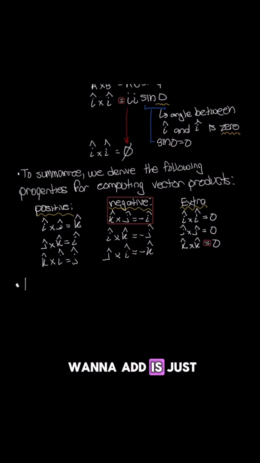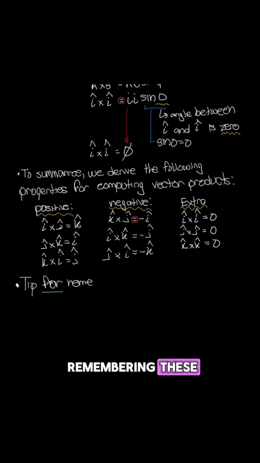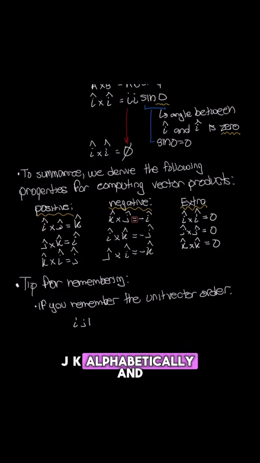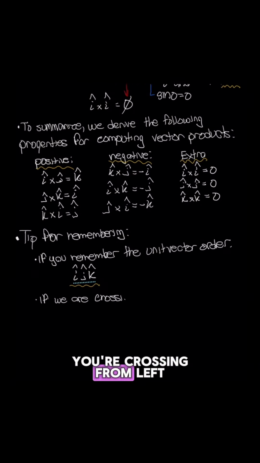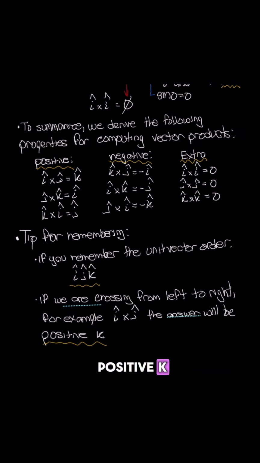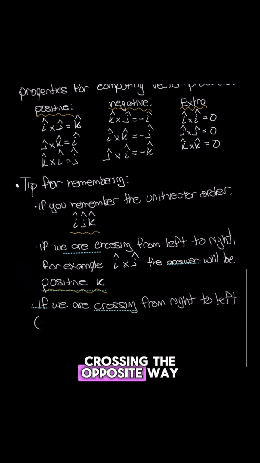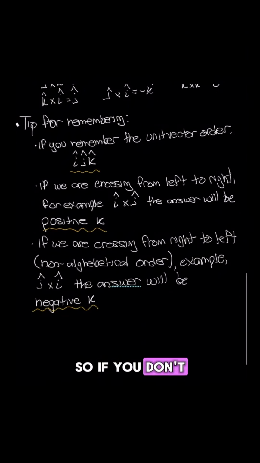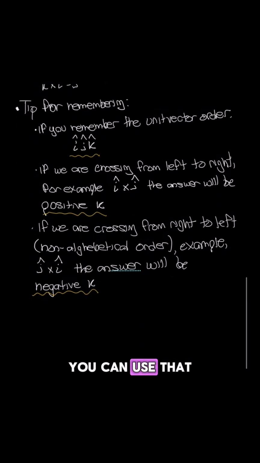One last thing I want to add is just a useful tip for remembering these properties. If you remember the vector order i, j, k alphabetically, and you're crossing from left to right, like i cross j for example, it's going to be a positive k. And then if you're crossing the opposite way, so j cross i, it's going to be a negative k. So if you're not good with the right-hand rule and you remember that, you can use that to solve.